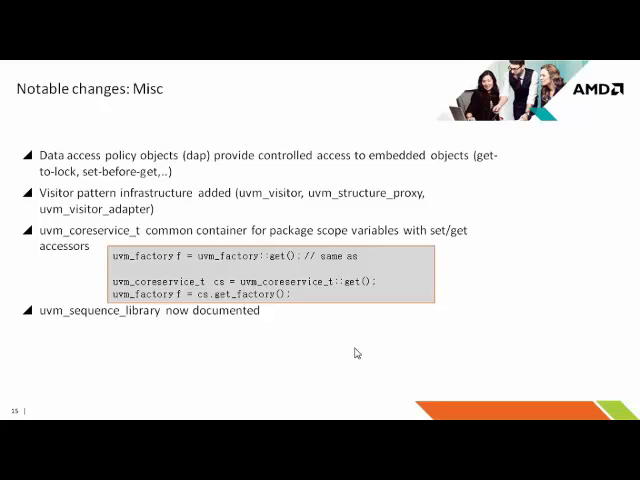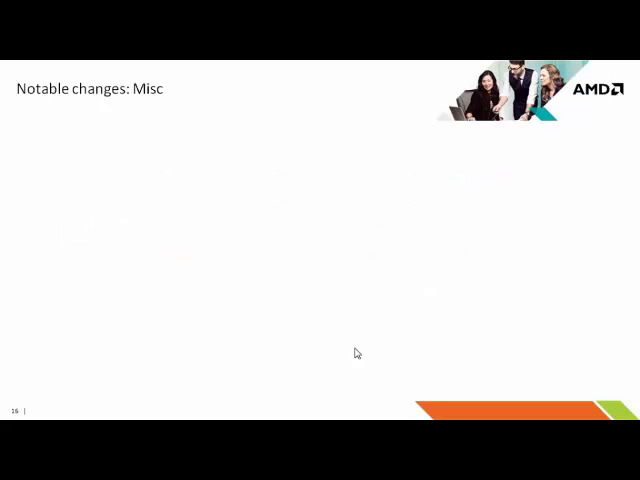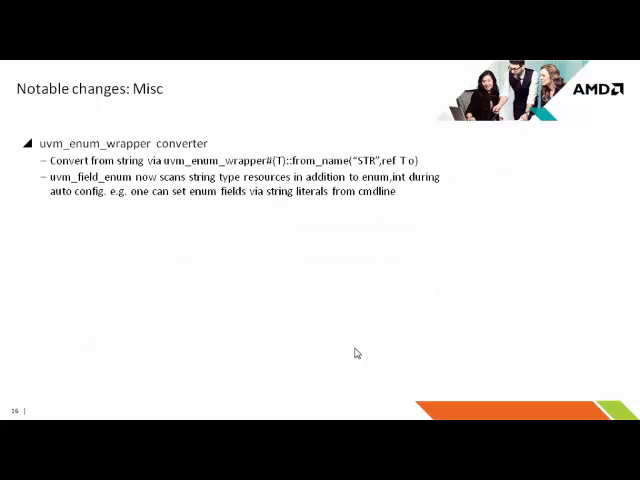The UVM sequence library is now documented. These are just small miscellaneous things. I won't go into a lot of detail because there's quite a lot of them. UVM severity type is deprecated to an enum. So there's a new UVM enum wrapper converter, which allows you to convert from strings to enums more easily. Messages in the DPI-C interface can now be routed to the UVM messaging facilities as well.